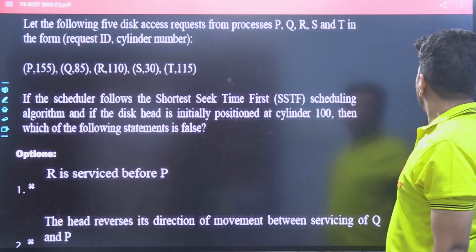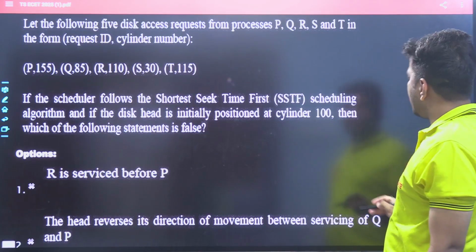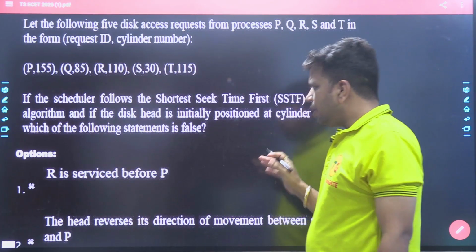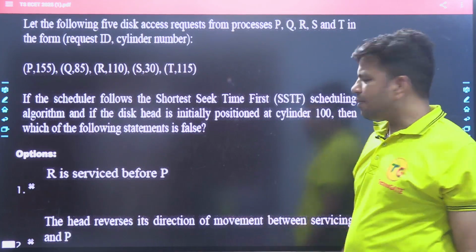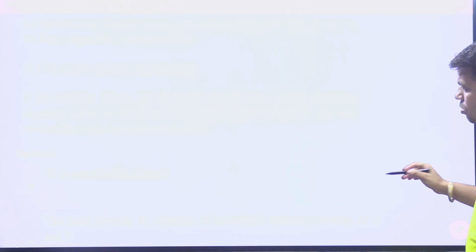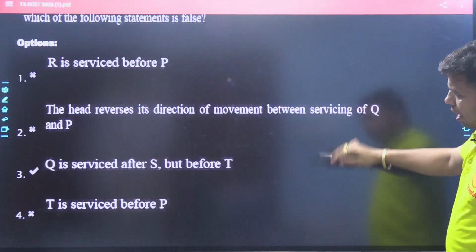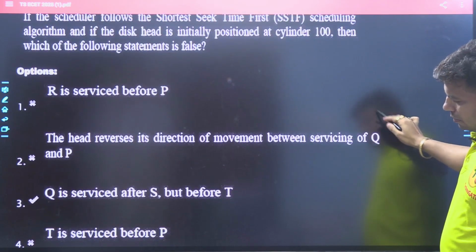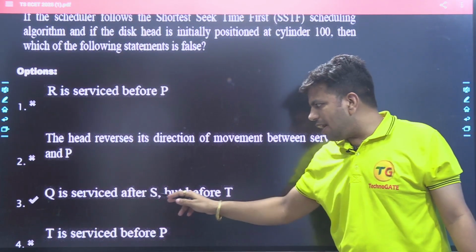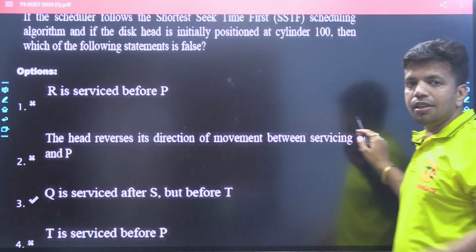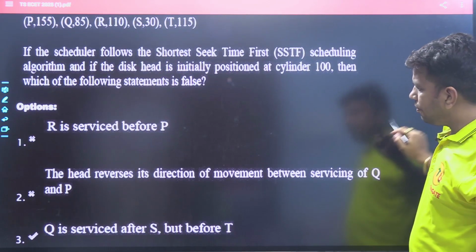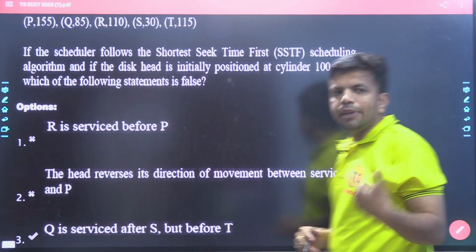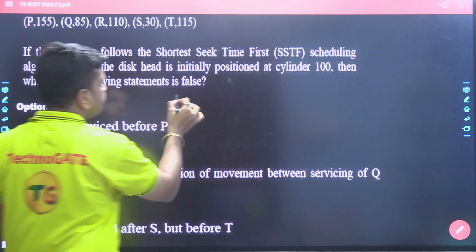Okay, we need to use the shortest seek time first algorithm and find which statement is false. So we need to go with the statements also. There are 4 statements. They are saying that Q is serviced after S but before T. That is false, so I need to check for that. No worry, let's say I need to make a timeline.